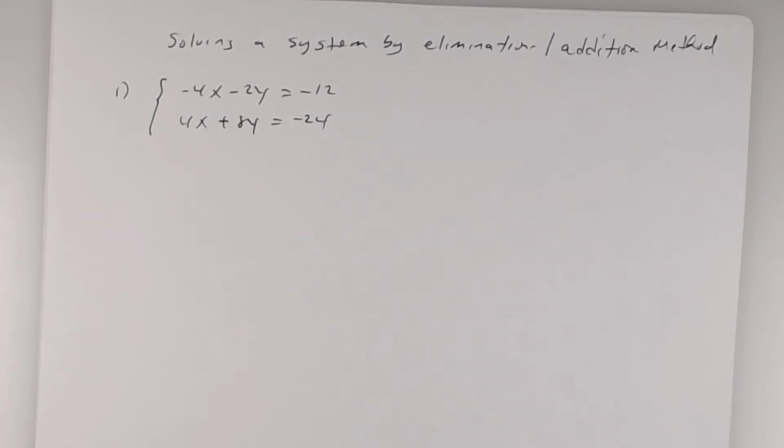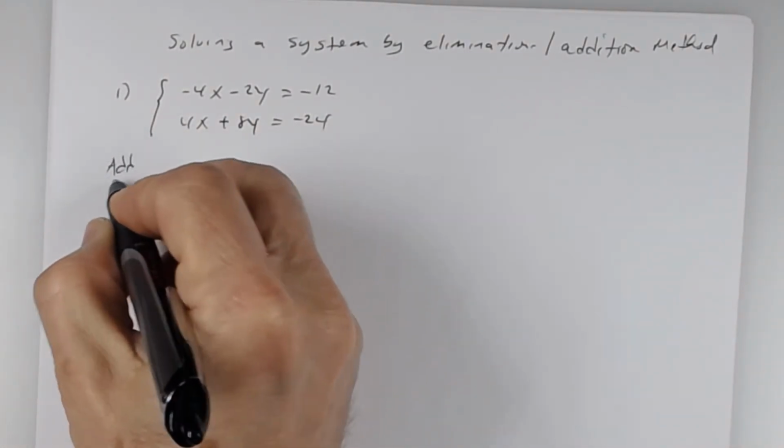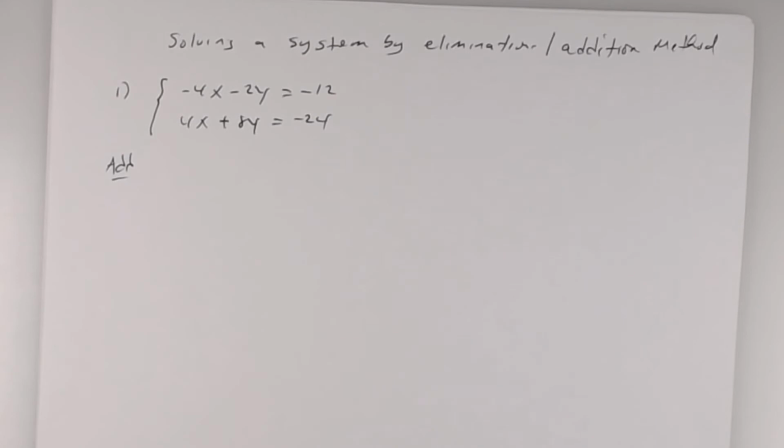If you look at that example, are the coefficients of either the x's or the y's opposites of each other? Yeah. -4, what's the opposite of -4? +4. Once I get to that point, and it's very easy to do, the next thing to do is to add those two equations together. Hence the idea of addition. Remember, you can only add them if the coefficients of one of the variables are opposite.